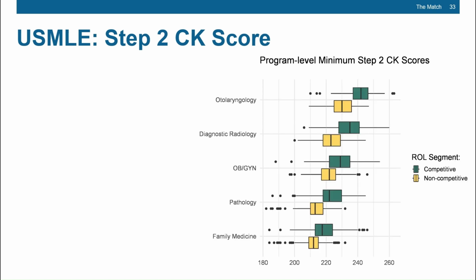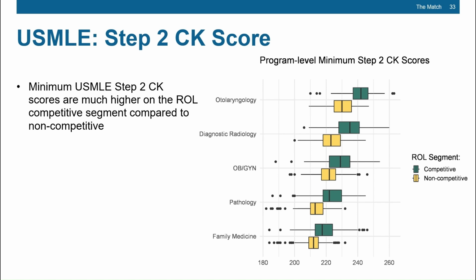Finally, let's look at the program level mean Step 2 CK distributions again, this time comparing the competitive and non-competitive rank order list segments. Overall, we observe that the minimum USMLE Step 2 CK scores are much higher on the rank order list competitive segment compared to the non-competitive segment, as represented by the green boxes being much further to the right than the yellow boxes.